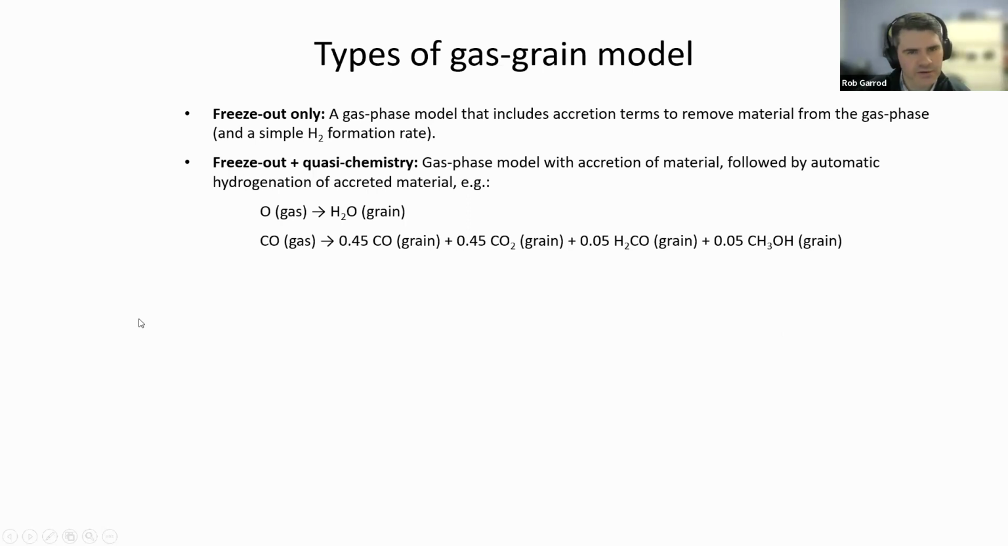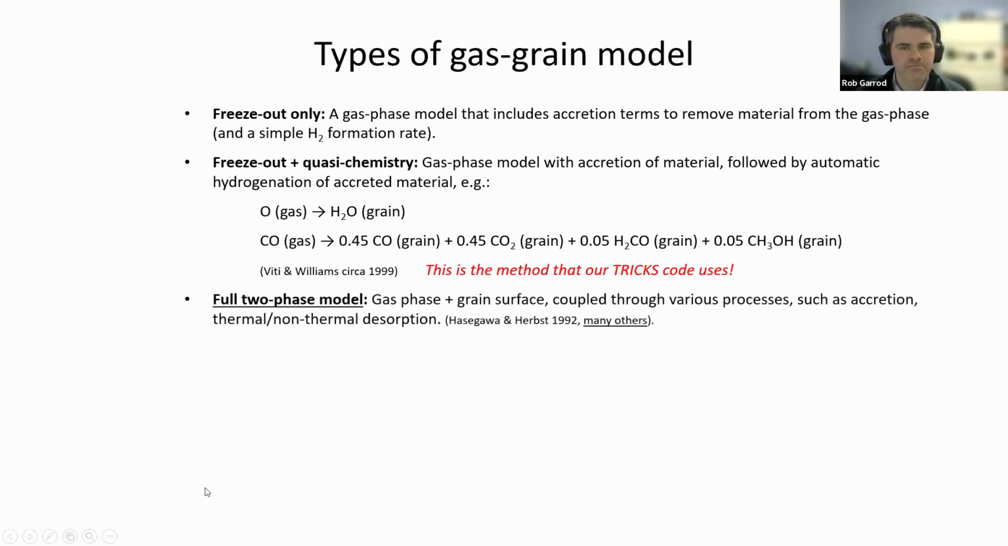Okay, and we've got a model now that at least crudely tells us how much of these molecules we have on the grains. This is a method that has been used a fair amount in the past. Maybe a couple of decades ago was common. I think before there were a lot of people doing explicit chemical treatments on the grains. This is actually the method that this tricks code uses. So this is the model that I've made available to you on my website. So if you run that model, you will find that you do freeze out material from the gas phase, and you do form certain molecules on the grain surfaces.